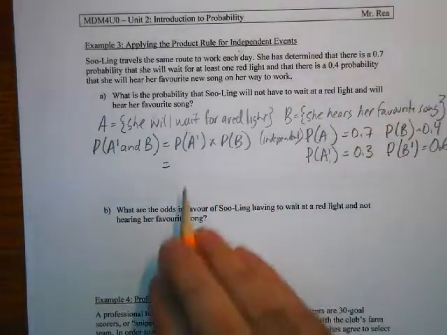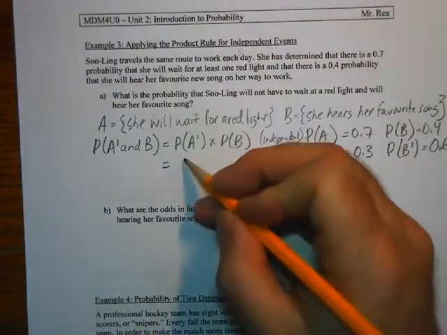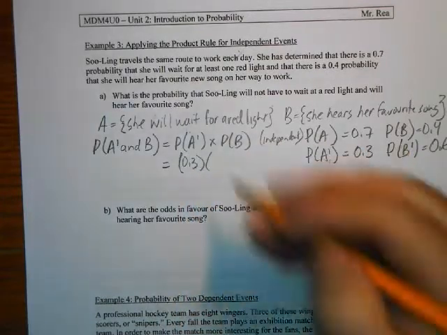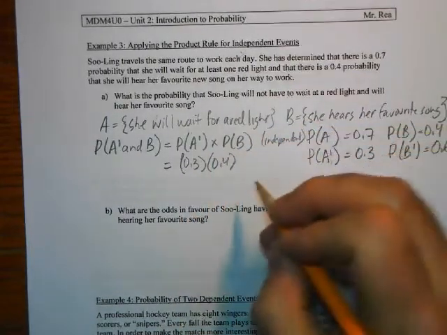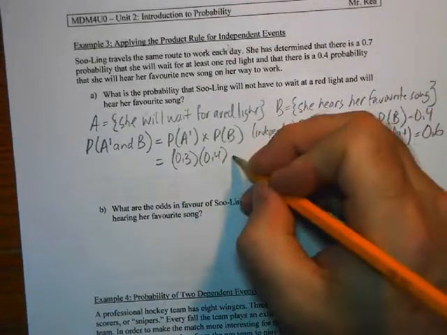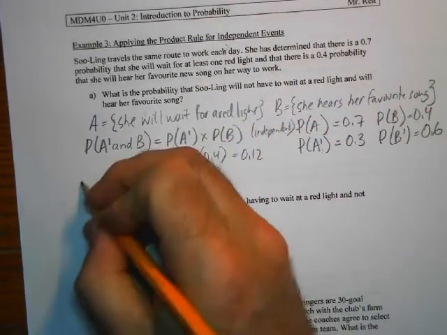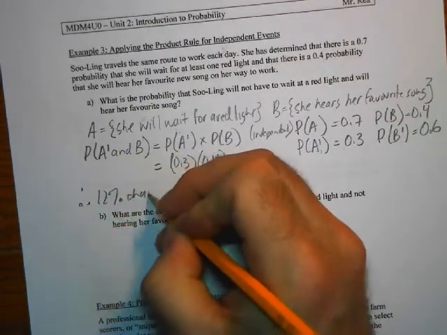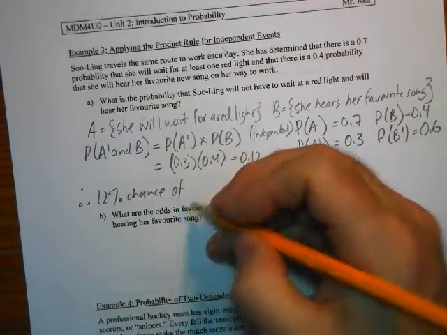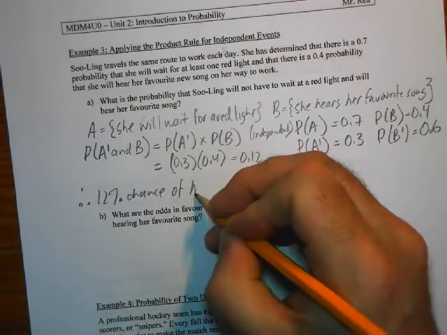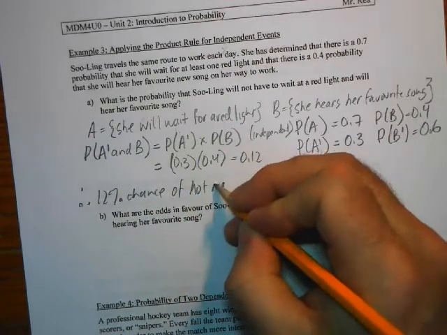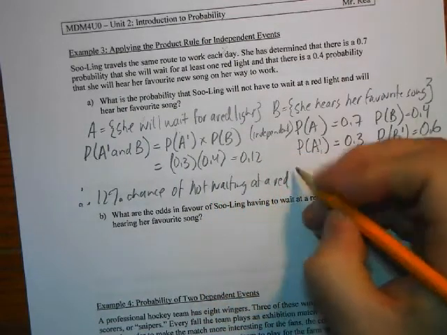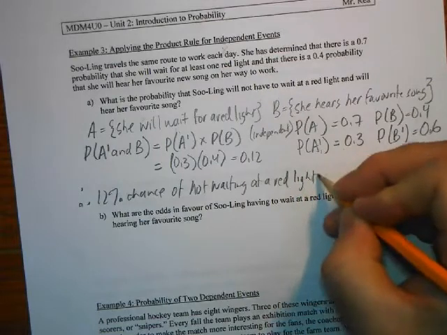Okay, so the probability of A prime, we've already put that there, is 0.7. And the probability of B is 0.4. And that's equal to 0.12. So therefore, there's a 12% chance of not waiting at a red light and hearing her favorite song.